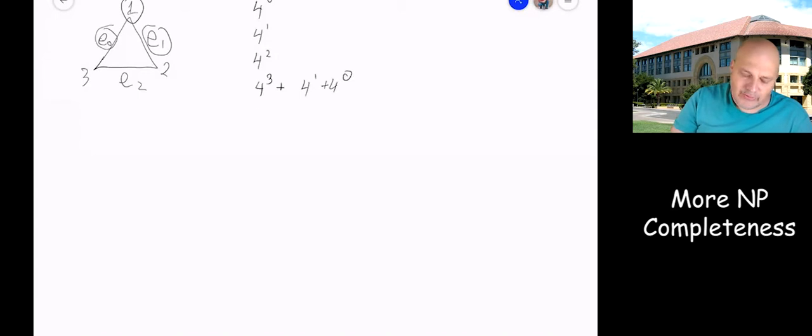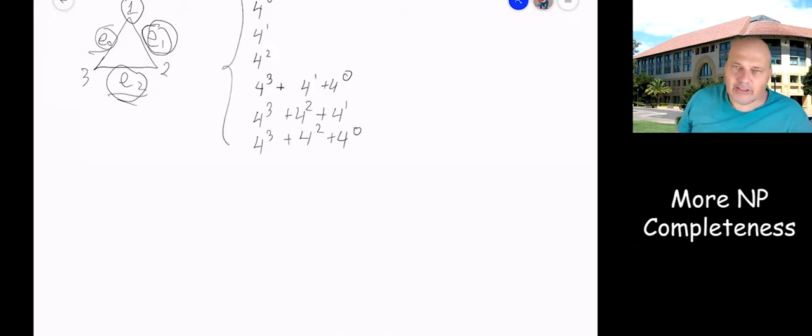And the second one is 4 to the 3. Now we'll have E1 and E2, so plus 4 to the 2 plus 4 to the 1. And the last one is 4 to the 3, and it has the edges E2 and E0, plus 4 to the 2 plus 4 to the 0. So these are all the 6 numbers.